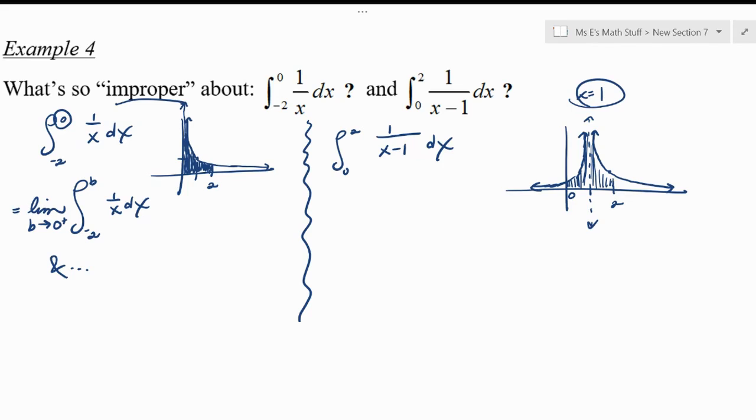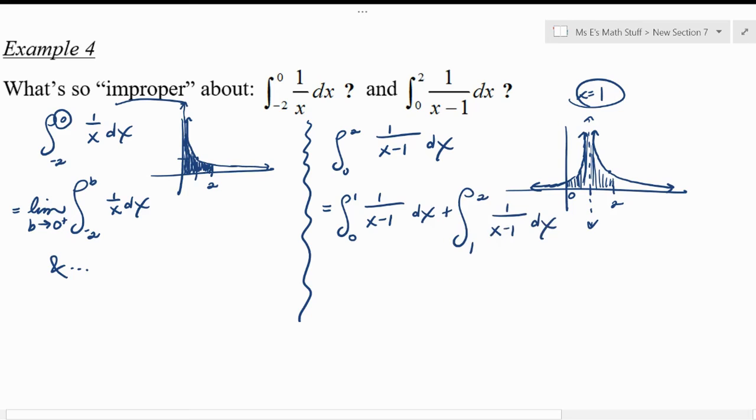And so the way to fix this would be to break this one improper integral into 2 improper integrals. You could do the integral from 0 to 1 of 1 over x minus 1 dx plus the integral from 1 to 2 of 1 over x minus 1 dx. And then from there, decide from which side you are approaching 1 for this first integral. And I hope it makes sense to be approaching 1 from the left side for that first integral.